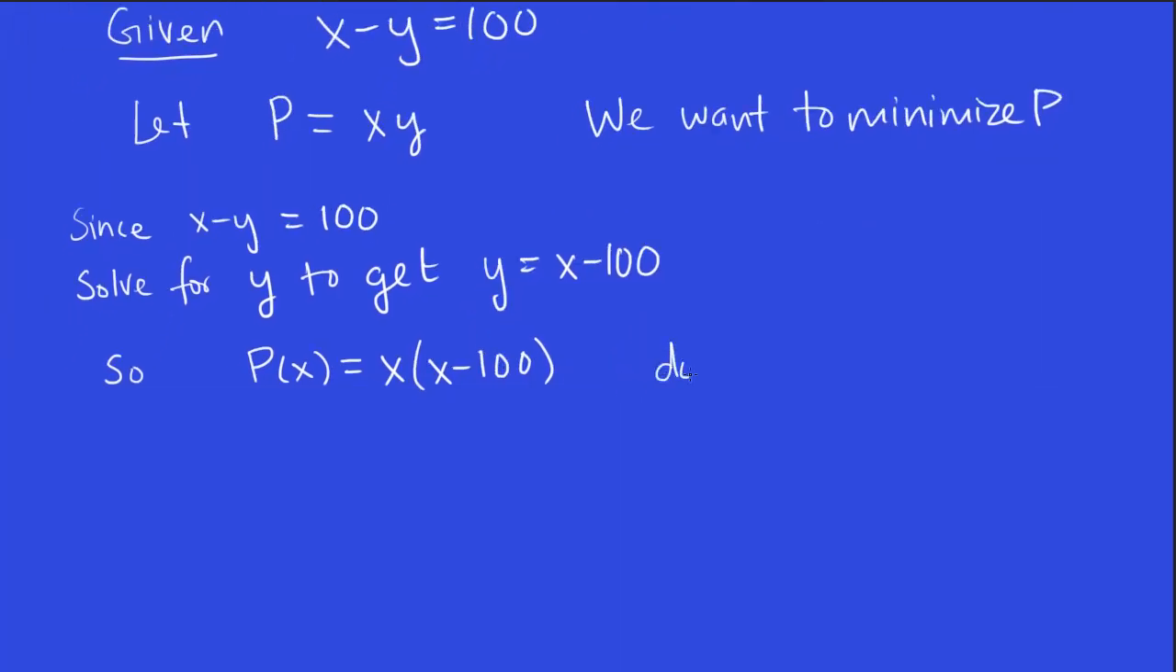All right. Now, notice the domain of this is all real numbers, right? So the domain can be any value of x at all. A polynomial always has domain being all of R. Why don't we just multiply this out? So we get x squared minus 100x.